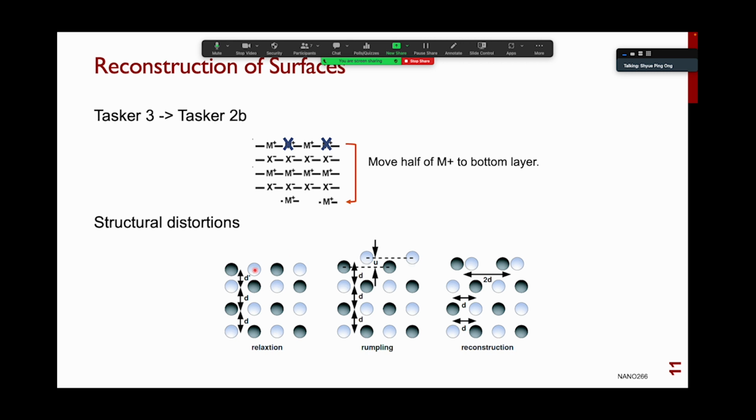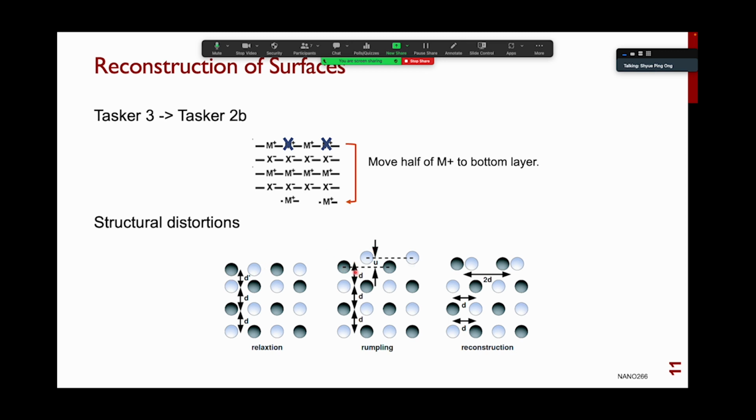First of all, there are a few different types of reconstruction of surfaces that can occur. One is, for example, just a simple surface relaxation, where the interatomic distances of your surface atoms to your next layer of atoms are different from what you have in the bulk. So this is a surface relaxation.